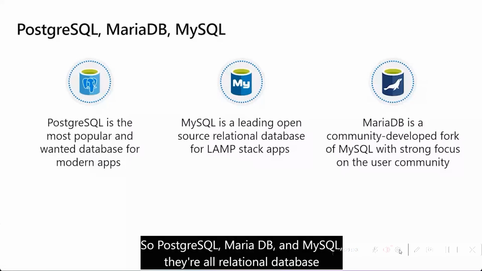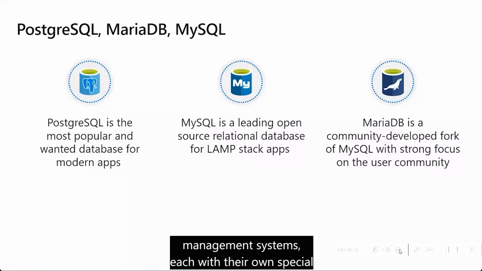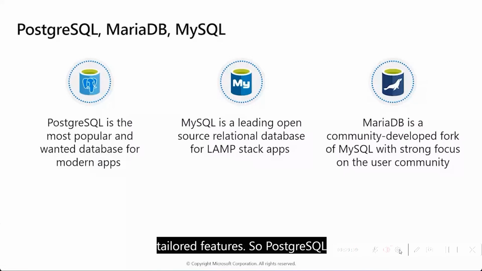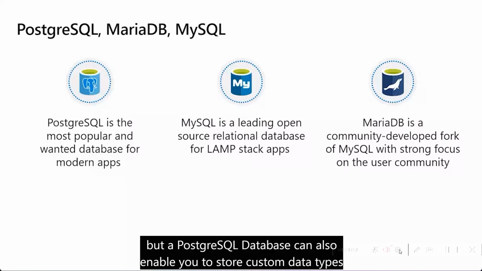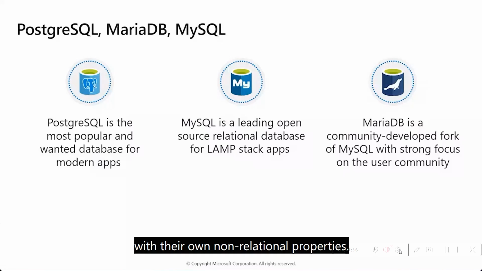So PostgreSQL, MariaDB, and MySQL, they're all relational database management systems, each with their own special tailored features. So PostgreSQL is a hybrid relational object database. You can store data in relational tables, but a PostgreSQL database can also enable you to store custom data types with their own non-relational properties.